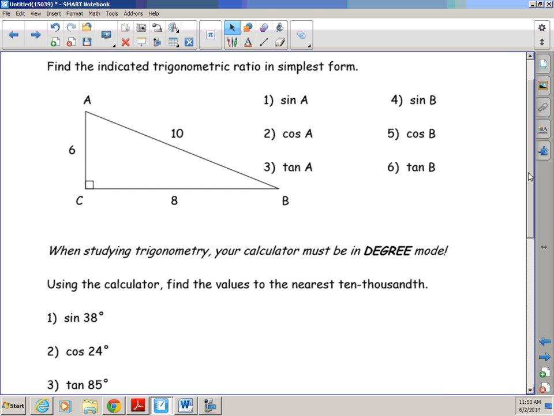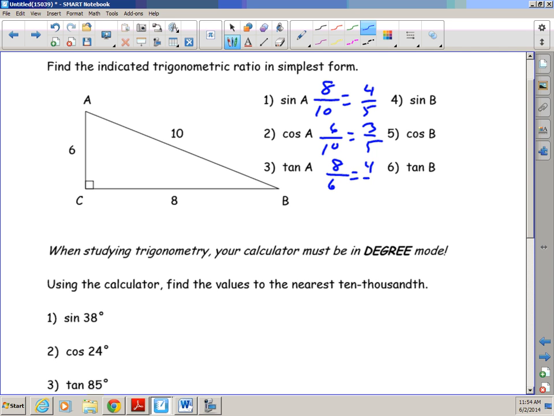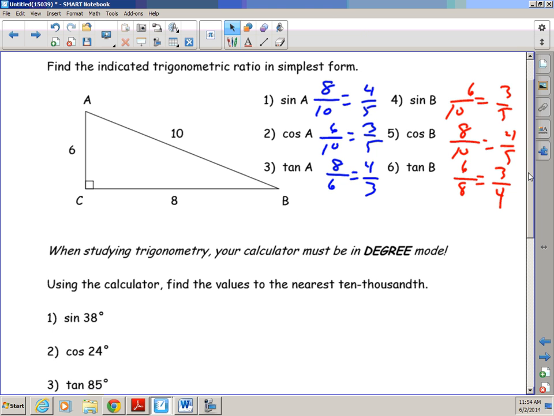All right, so now going here, sine of A, opposite to hypotenuse, simplifies to 4/5, adjacent to hypotenuse, and opposite to adjacent. And for B, same thing: opposite to hypotenuse, adjacent to hypotenuse, and opposite to adjacent.